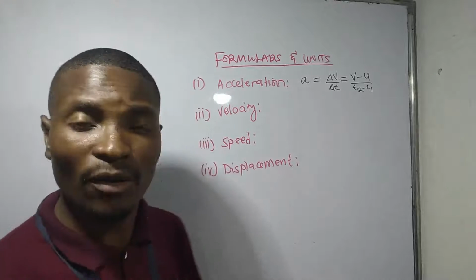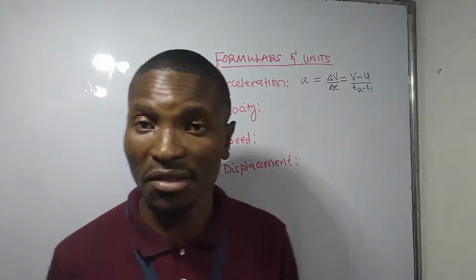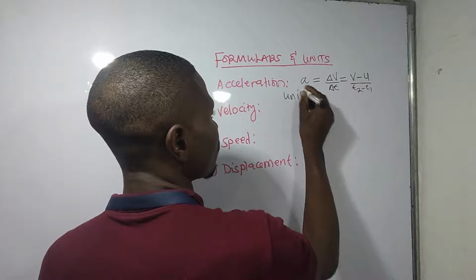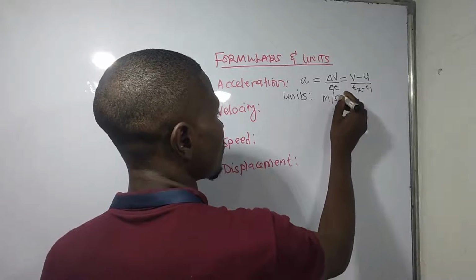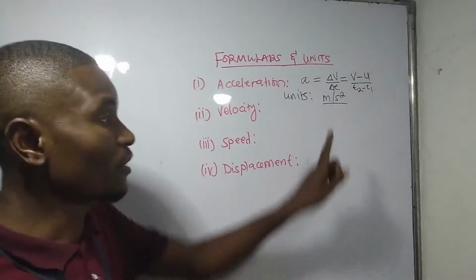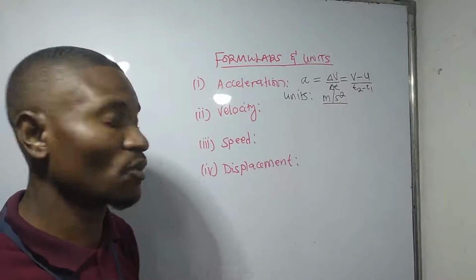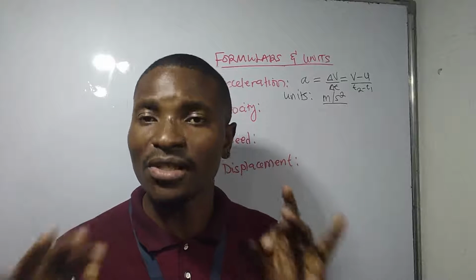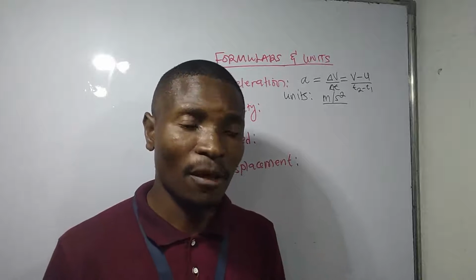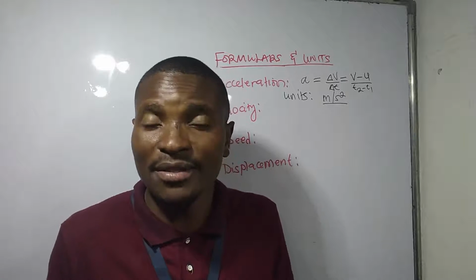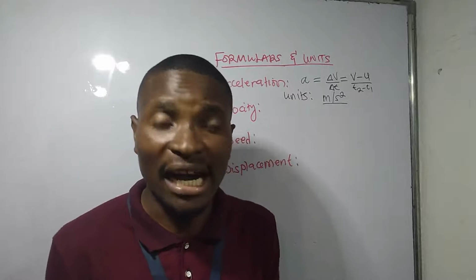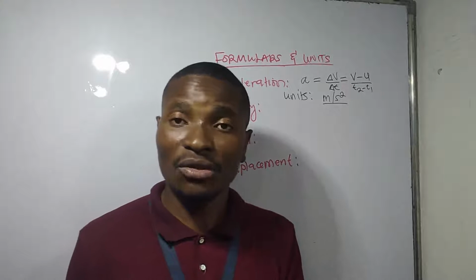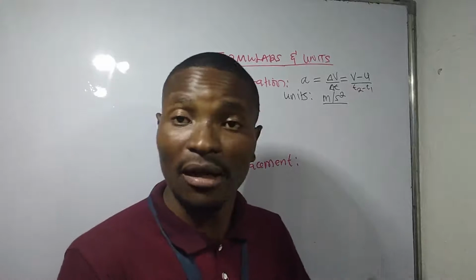Now, what are the standard units of acceleration? It will be meters per second squared. Just ensure that it is set in meters per second squared. Otherwise, if it is not set in those units, then as a scientist or a student taking physics, you are at liberty to convert the units that are not in standard form to the standard form.